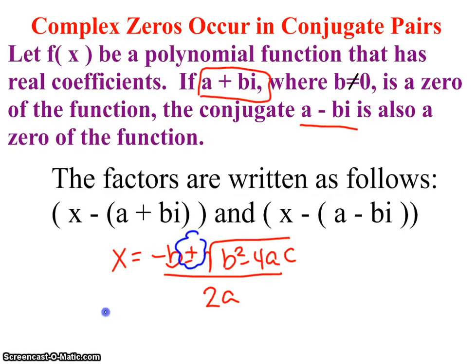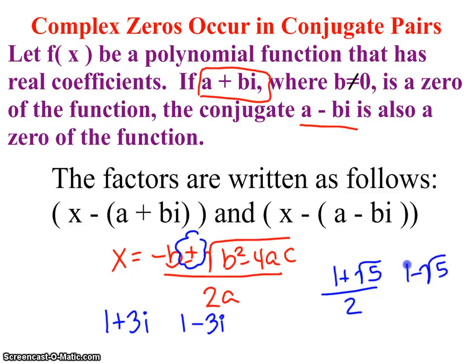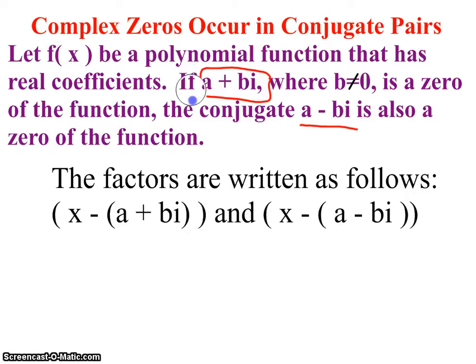So for example, if one of your answers was 1 plus 3i, then the plus and minus would tell you that the 1 minus 3i is also a solution. That's what that statement is saying. So even if you had, let's say, 1 plus the square root of 5 over 2, then its conjugate would also be a solution, which was 1 minus square root of 5 over 2. And again, that goes back to the quadratic formula. So that should make sense. Again, if a plus bi is a 0 of the function, the conjugate a minus bi is also a 0.